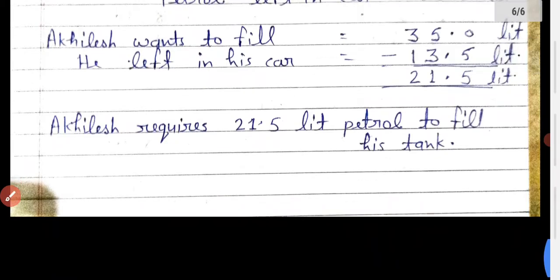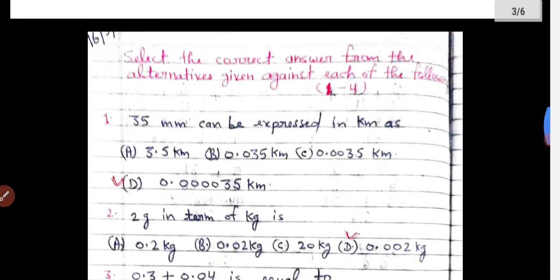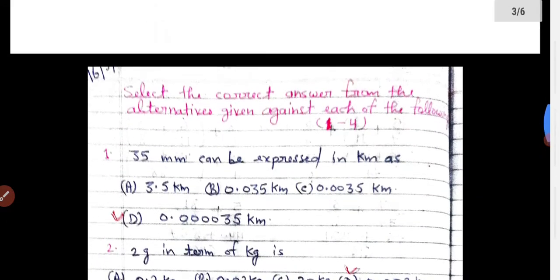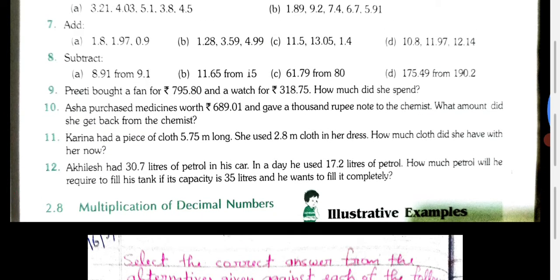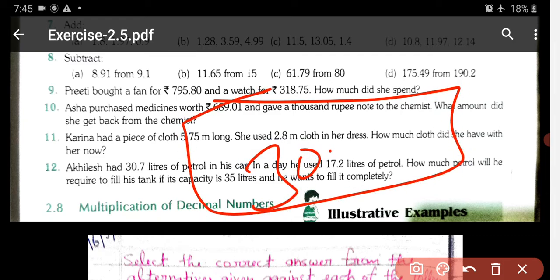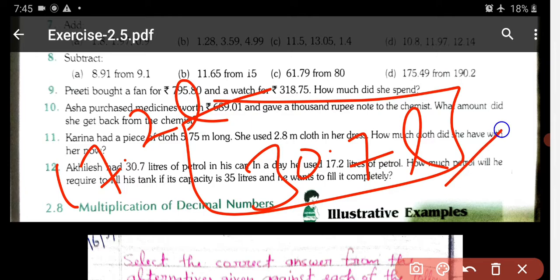Okay. Now come to the last question of this exercise. The last question is that Akhilesh had 30.7 liter of petrol in his car. Okay, in the car he has 30.7 liter petrol. He used 17.2 liter. Then how much is left? You have to subtract from this one, you will get the petrol left. How much petrol will be required to fill the tank if its capacity is 35 liter? If the total petrol contained by the car is 35 liter, then how much petrol is required to fill the tank?